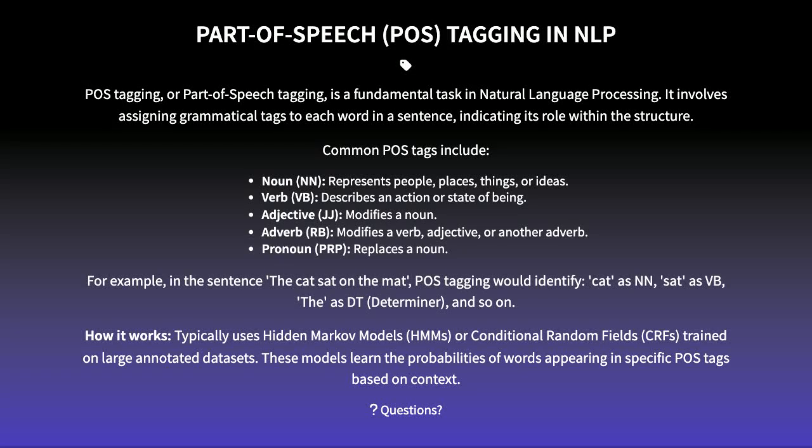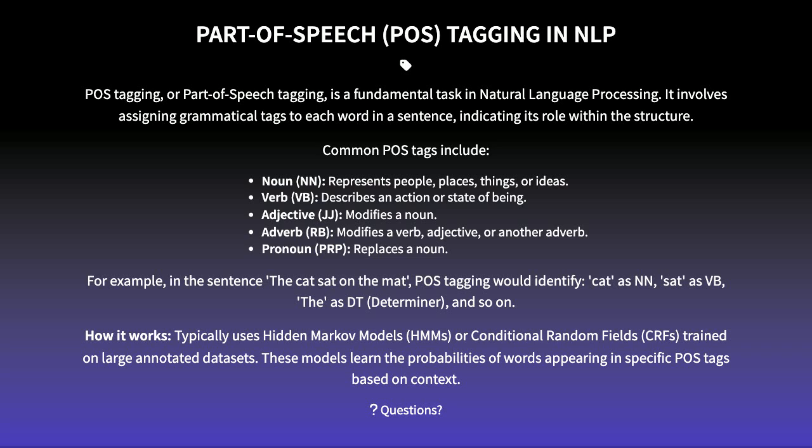Okay, let's talk about part-of-speech tagging, a really important piece of the puzzle in NLP. Essentially, it's like giving each word in a sentence its grammatical role. We label things like nouns, verbs, adjectives, the building blocks of language. It's surprisingly complex because words can have different meanings depending on how they're used.